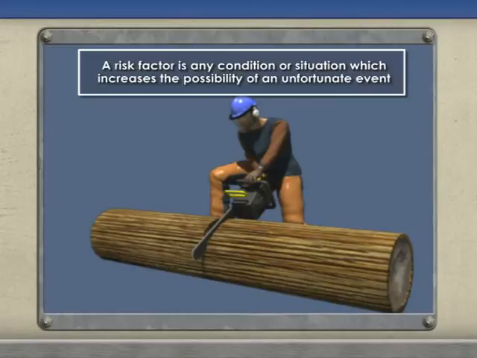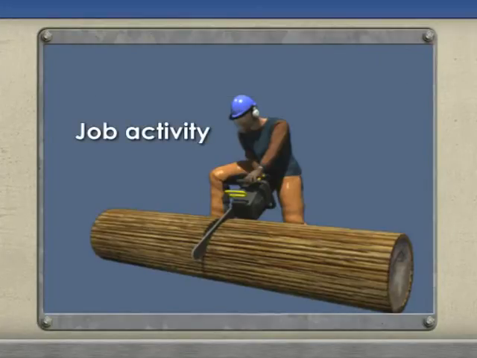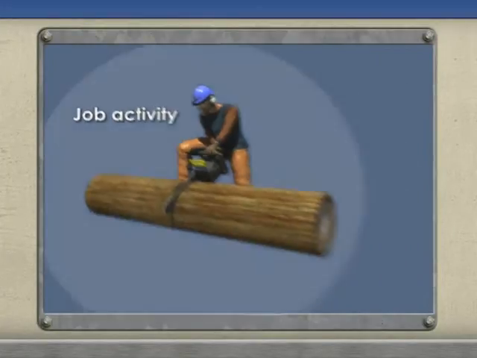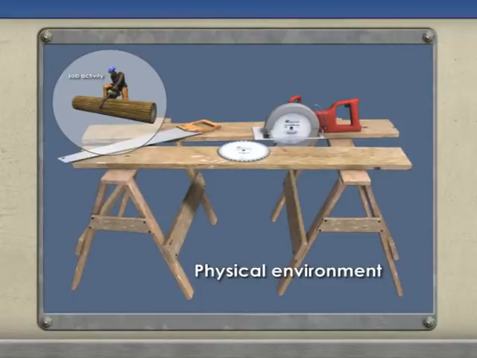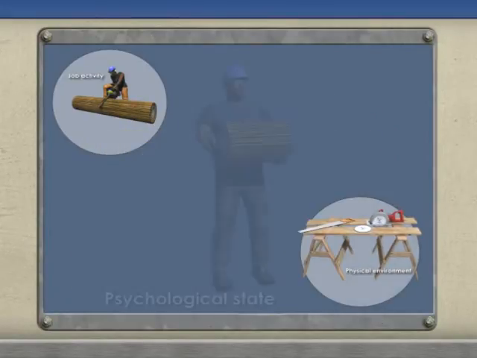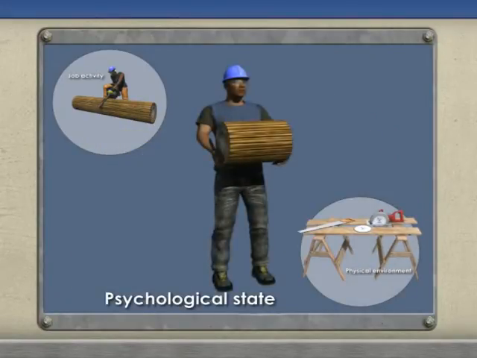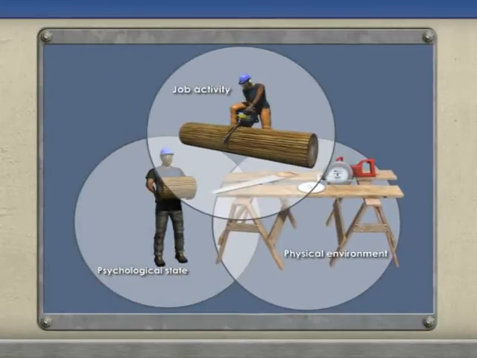A risk factor is any condition or situation which increases the possibility of an unfortunate event. The risk factors which can lead up to an MSD can be broken down into three groups: the motion-based activities of a job, the physical environment in which the work takes place, and the psychological state of the worker and people around him or her. The area where the factors overlap represents the highest threat to workers.